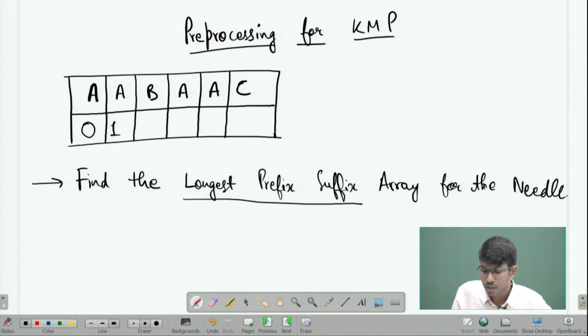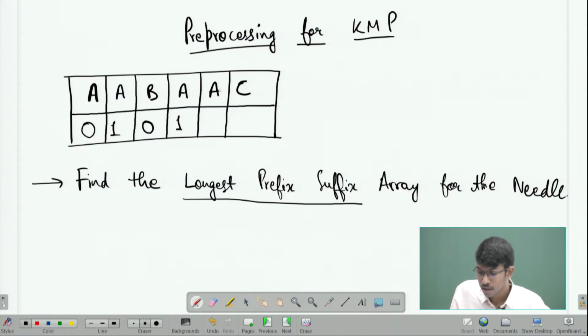Now for the string AAB, there is no suffix which is also equal to its prefix, so the value here would be 0. Now AABA, we would see that this A, which is a suffix, is the same as this A, which is a prefix. So the longest prefix, which is also a suffix, is of length 1. So we write the value 1 here.